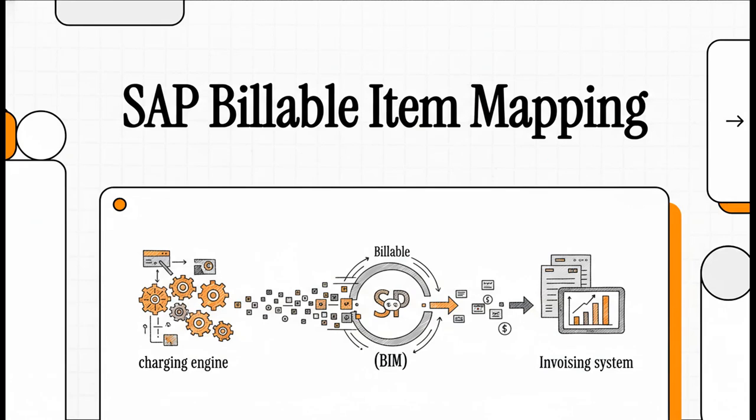You know, in the world of high-volume billing, where you've got millions of transactions for subscriptions and usage-based services flying around every single day, data has to flow perfectly. It has to get from the charging engine to the invoicing system without a single hiccup. But how does that actually happen? Well, today, we're going to pull back the curtain on the critical yet often unseen link that makes it all possible: Billable Item Mapping, or as we'll call it, BIM.